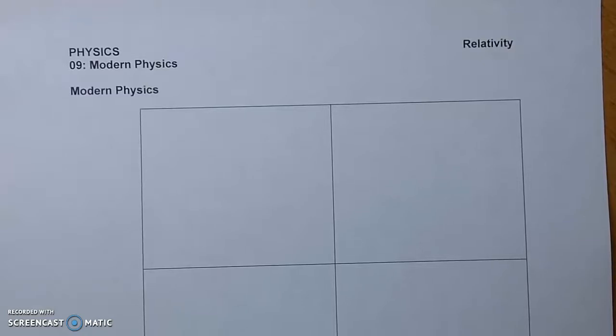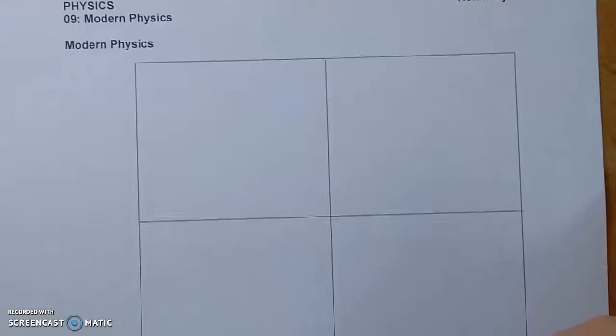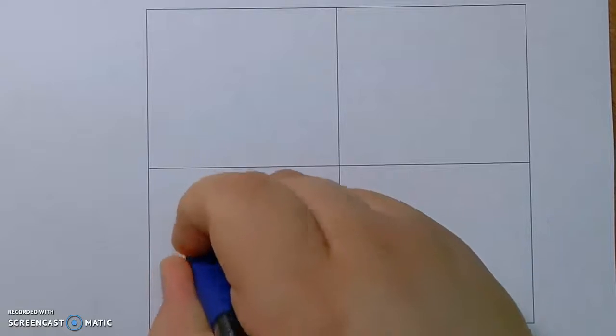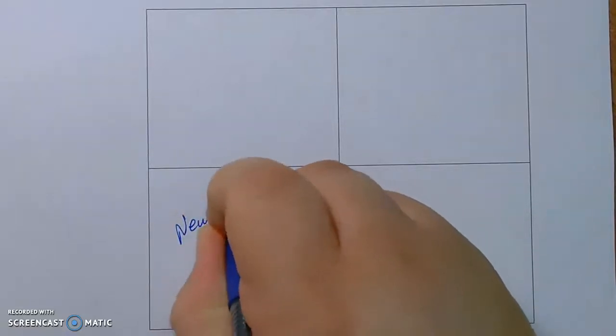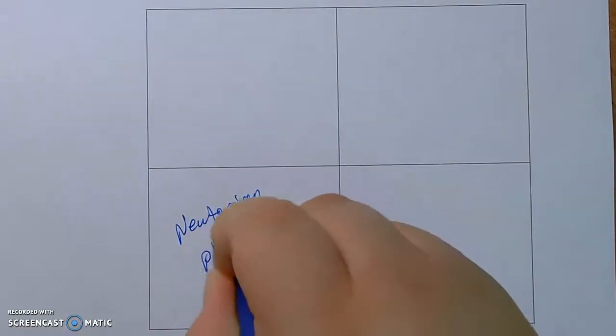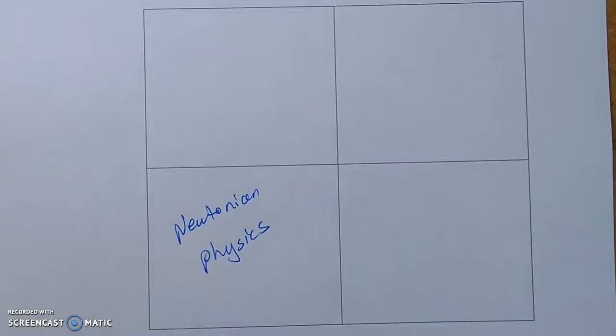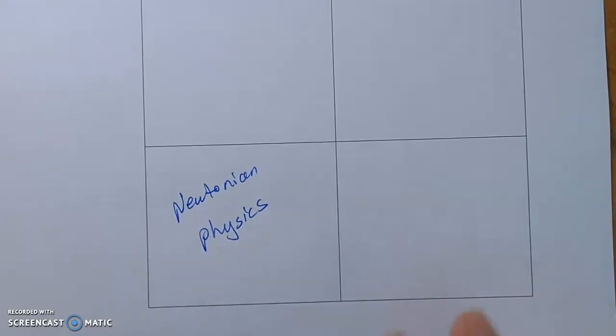So modern physics started in the 60s or so, really advanced in the 60s. So anything before that's pretty much considered classic physics, and then we get into our modern physics in today's age. What we know as the classic physics, or what we've been studying all year, is Newtonian physics. Okay, that's all the stuff that we know.